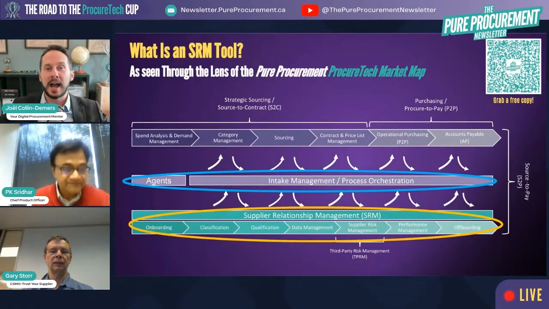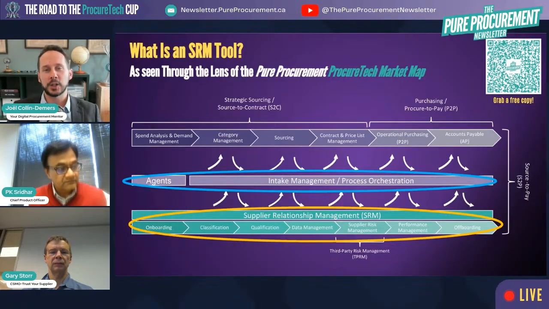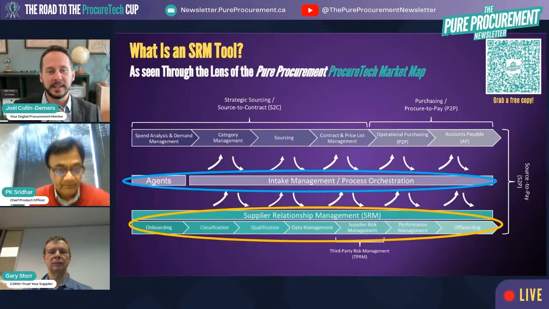And then on the bottom half, which is what we'll focus on, right, is the SRM tool, which happens in parallel to that, which is we need to onboard suppliers, classify, qualify them, get their data, get them in their systems, manage risk, manage performance, and then end relationships when we get to the end of it, right? And so depending on where you are in the relationship, you're going to have different amounts of data needed, different types of data needed, different risks that you're going to want to manage.